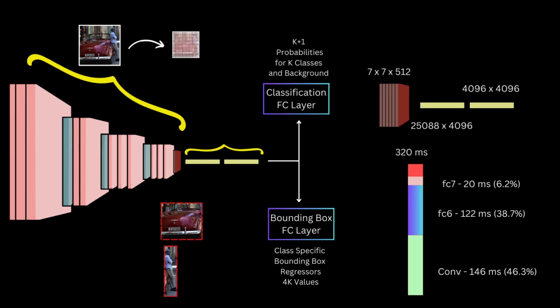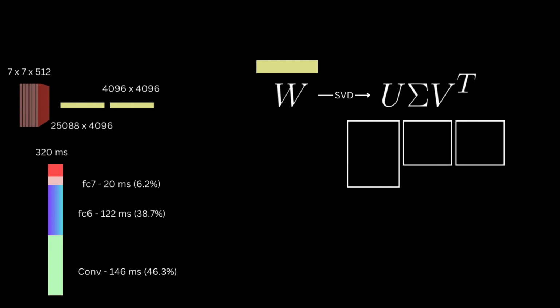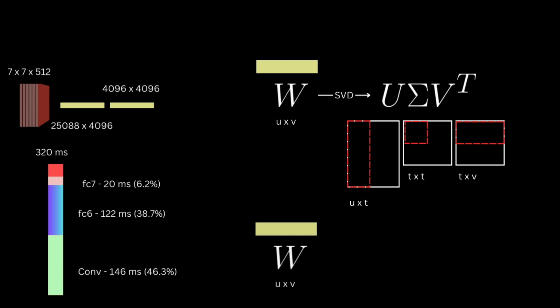For this, the authors take the weight matrix at the FC6 and FC7 layers. Then they apply SVD, but only select the first t singular values and vectors to get an approximate factorization of the weight matrix. They then compress the FC6 and FC7 layers of the network by taking each FC layer or weight matrix, which say is of u cross v shape, and replacing it with two FC layers, one using the matrix U and the other using the diagonal matrix and V matrix. So what does this get us?